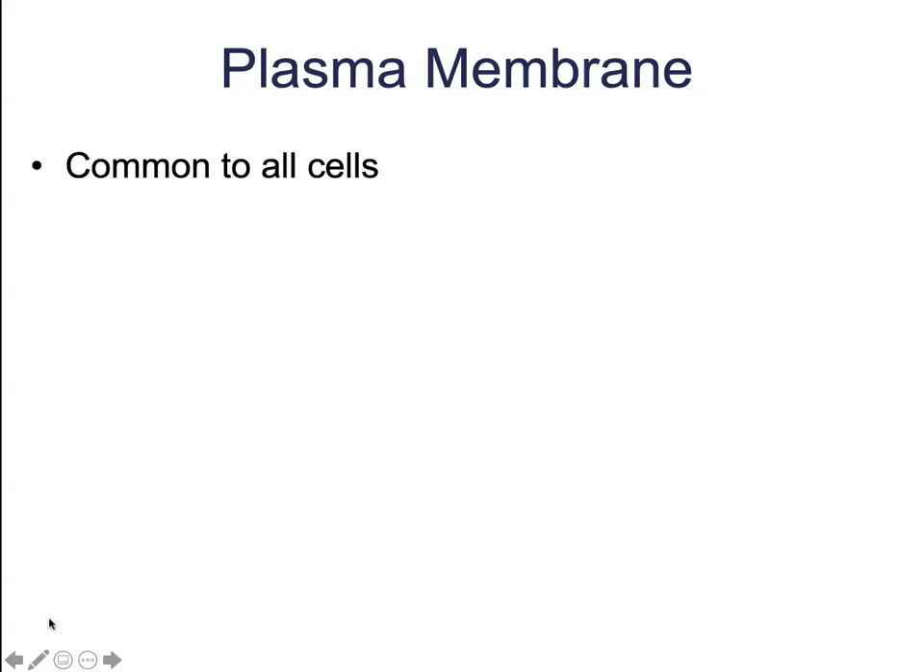Starting off, we're going to just talk about the plasma membrane as a whole. As you may have noticed in our previous chapter, when we talked about prokaryotic and eukaryotic cells, we find that the plasma membrane is found in both. Not only is it found in both, it's found in all. All cells have a plasma membrane.